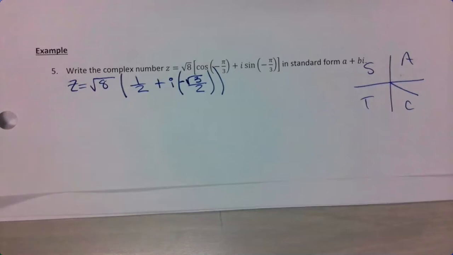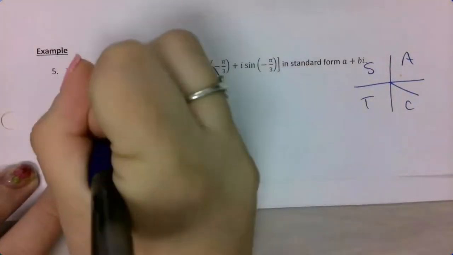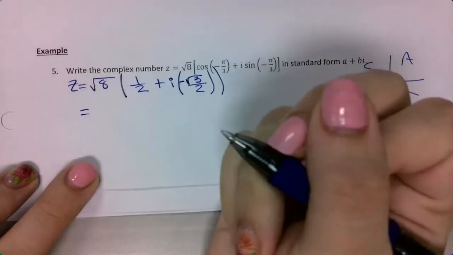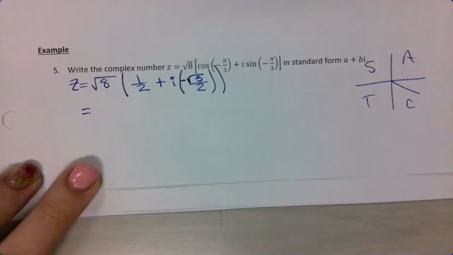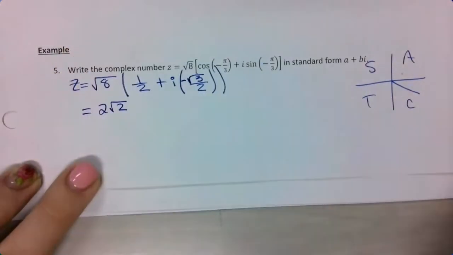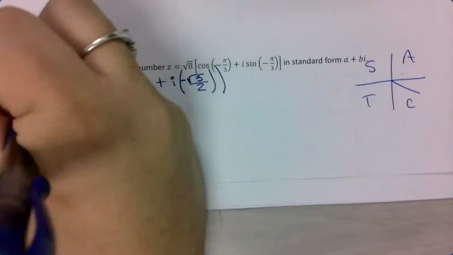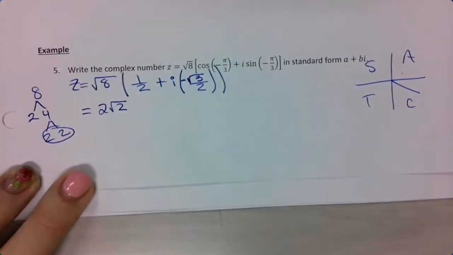Okay, so then I just need to go ahead and distribute that square root of 8. Actually, before I distribute it, I want to simplify it. What is square root of 8 simplified? 2 square root of 2, because remember if I did the factor tree, it's 2, 4, 2, and 2. So a pair of 2's goes on the outside, and 1 stays inside.